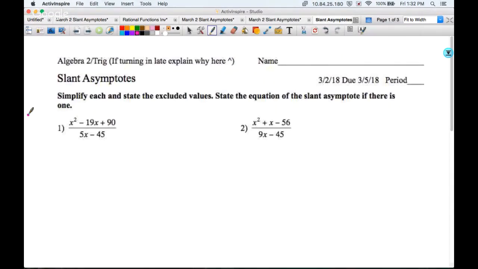Hello and welcome. This is going to be our help video for Slant Asymptotes. It's just 10 problems, all of them with the same directions. We want to just simplify each and state its excluded values. State the equation of the slant asymptote if there is one.